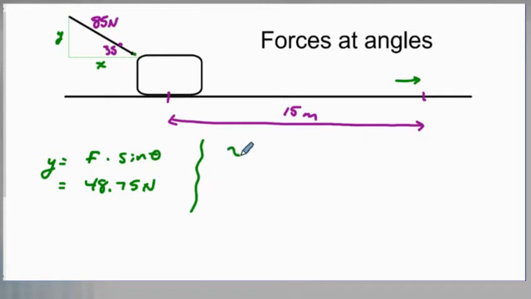To get the x component, we would take the force and multiply that by the cosine of the angle. And in this example, that would give us 69.63 newtons. The critical thing to think about is, what direction do we want this box to move? We want this box to move in the x direction.